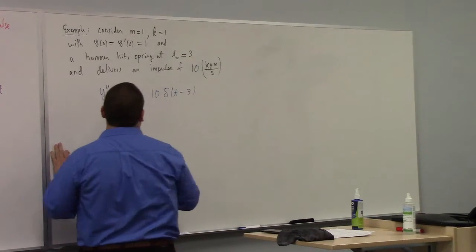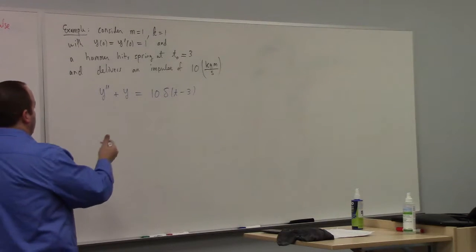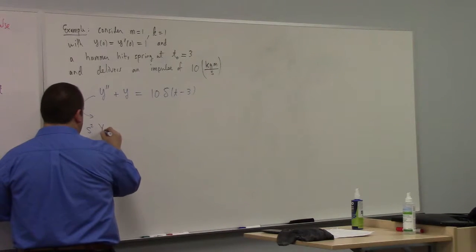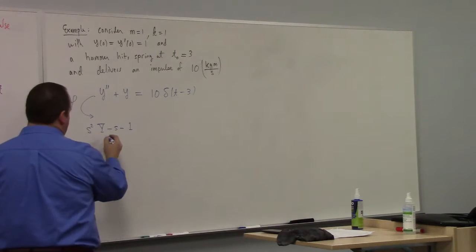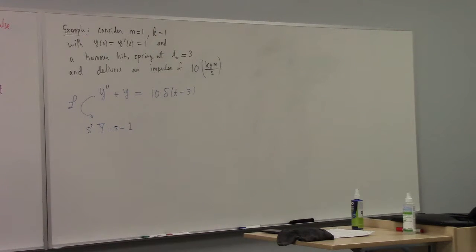Does that make sense to you guys? Basically, the spring mass system is just sitting there, oscillating back and forth, minding its own business, and then we come and whack it with a hammer at time 3 and deliver 10 units of momentum to it. This is the mathematical model for that. Now we can find the equation of motion using Laplace transforms. So, usual song and dance. Take the Laplace transform of this. That gives us s squared big Y minus s minus 1. All right, that's by, oh man, I forgot my formula sheet. You guys are a bad influence. Let's see here.